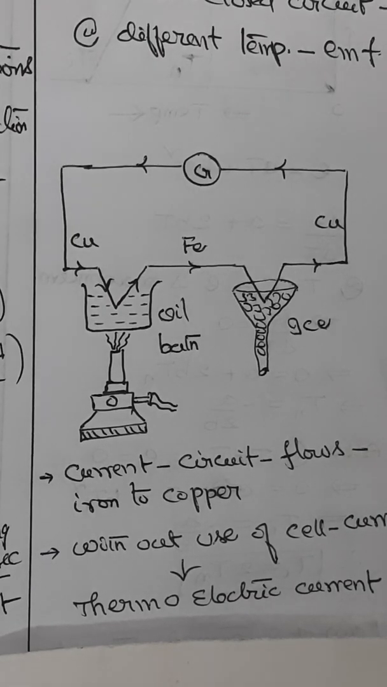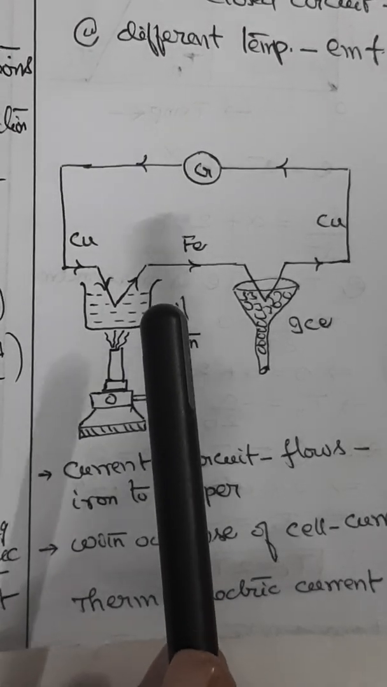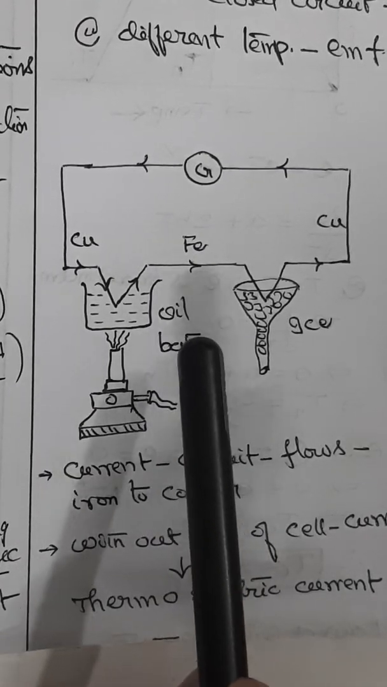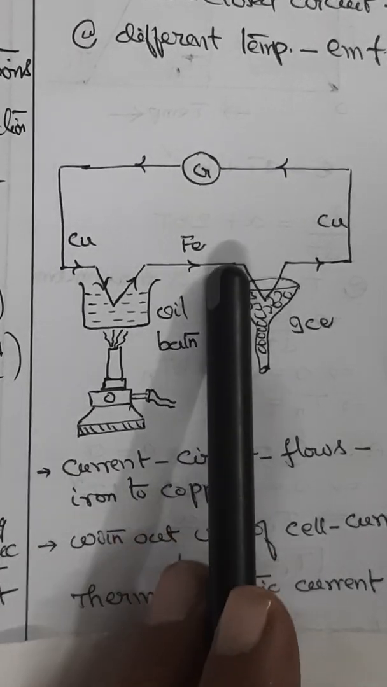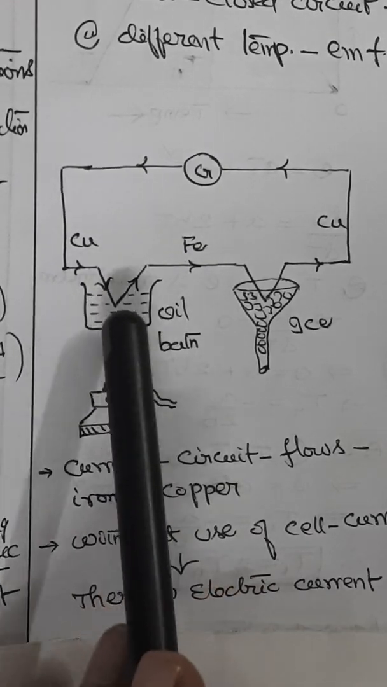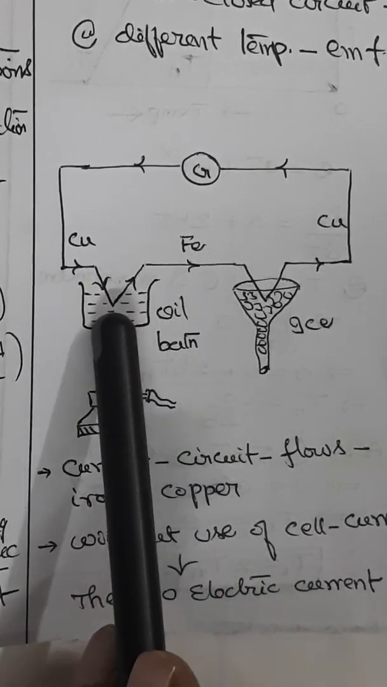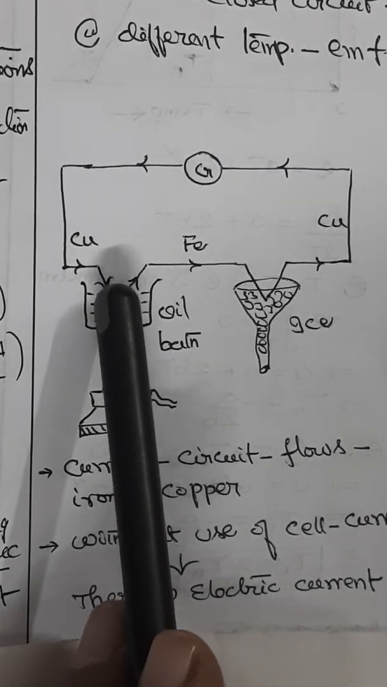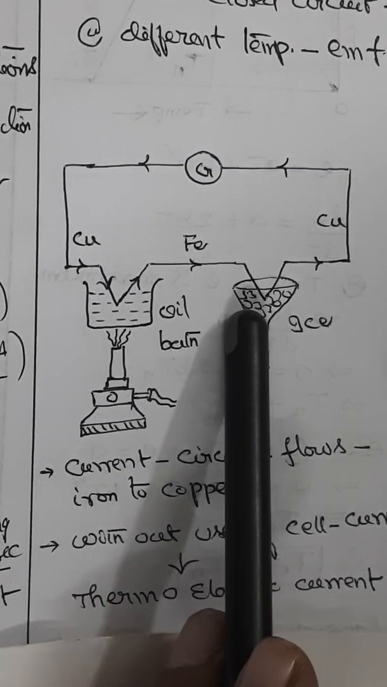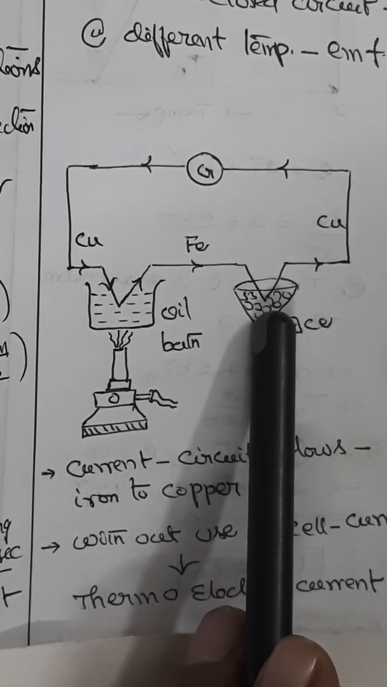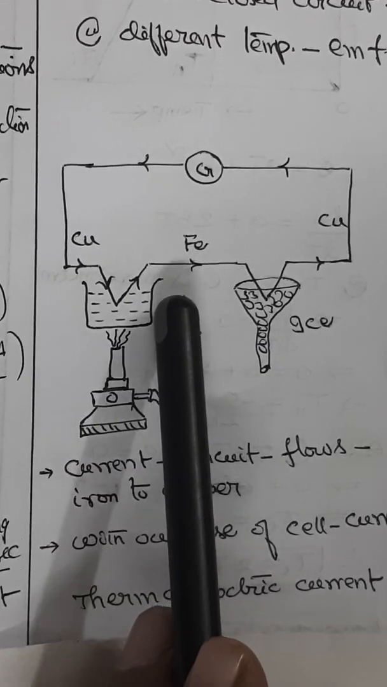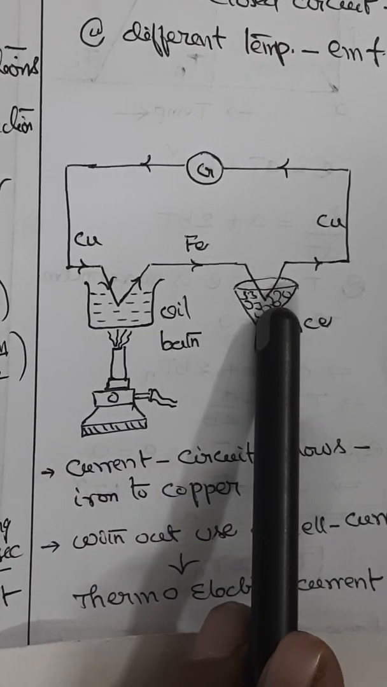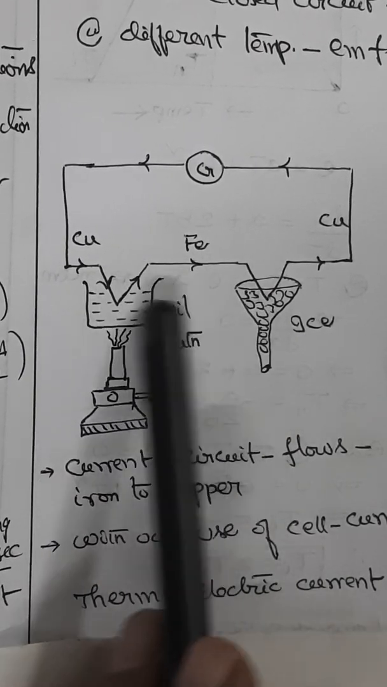So, as told earlier, Seebeck identified that whenever two dissimilar metals are joined in series to form a closed circuit and their two junctions are maintained at different temperatures, automatically a PD, that is a potential difference or EMF, is developed. Because of that, current is produced in the circuit that flows from the cold junction, as shown here.